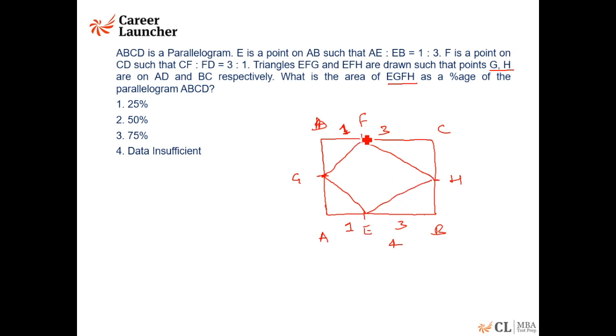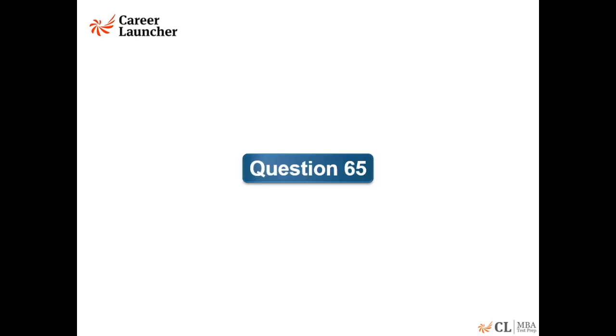Now, look at this figure. This plus this should be equal to this. This plus this should be equal to this. My answer has to be 50%. EGFH has to be 50% of the area of the square. Now, if you are not sure, you can do the calculation also, because we have taken convenient numbers.